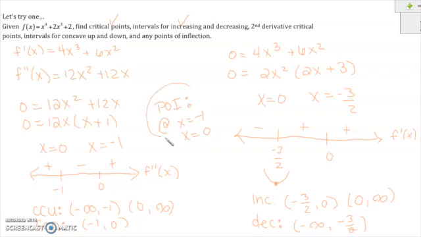And I know that these are inflection points. I'm circling them because they're right smack in the middle of everything, because the concavity changes at these points. If the sign did not change, it's not an inflection point.